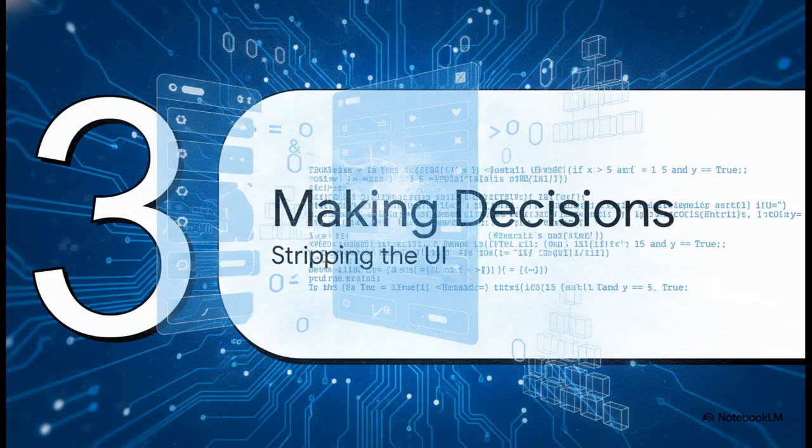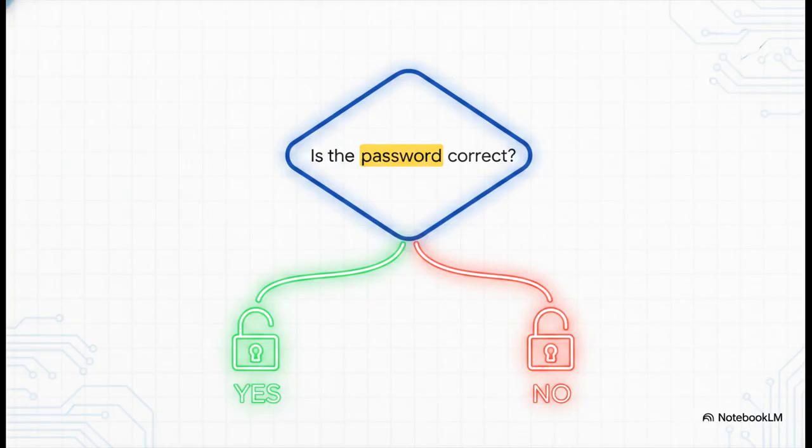Section 3. Think. Making intelligent decisions. Stripping away the user interface. Now, I want you to challenge yourself for a second, Study Buddy. Strip away the shiny user interface. Ignore the sleek buttons, the graphics, the cool swiping animations. Underneath all of that, in a fraction of a millisecond, a computer is firing off a rapid decision tree. The very first hurdle is: is the password correct?